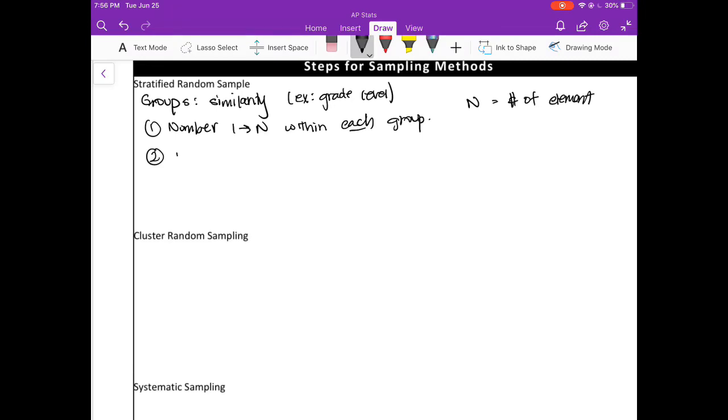So for step 2, we use a random number generator to select n in each group. Okay, and then step 3 is still the same. It's our response variable. So what we are measuring.